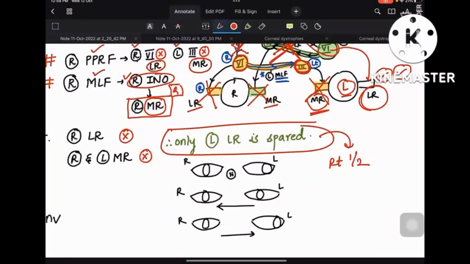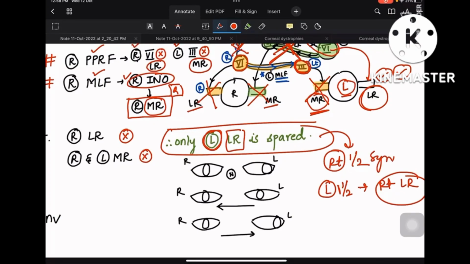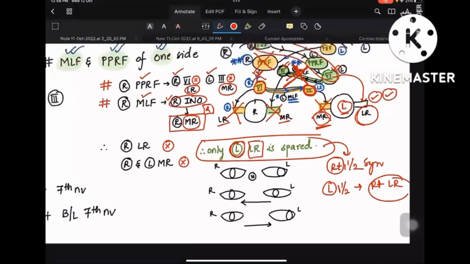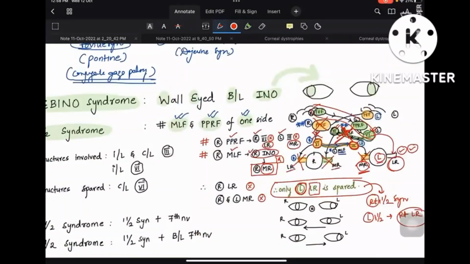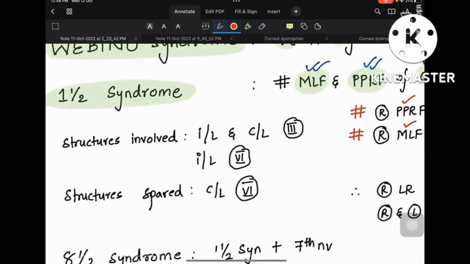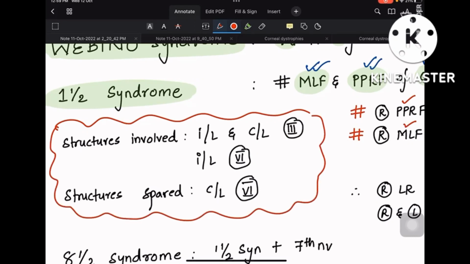Similarly, oppositely, when left sided 1.5 syndrome is given in the question, then the right sided LR will be spared. Okay, so only the left lateral rectus is spared in right sided 1.5 syndrome. So this is the image which is representing 1.5 syndrome for you. So see guys, I have written this statement which is applicable when you solve this question.